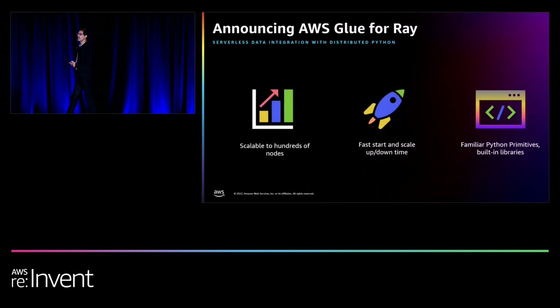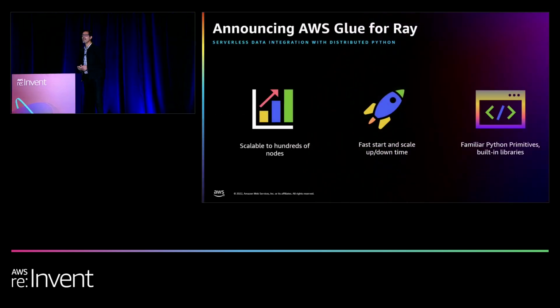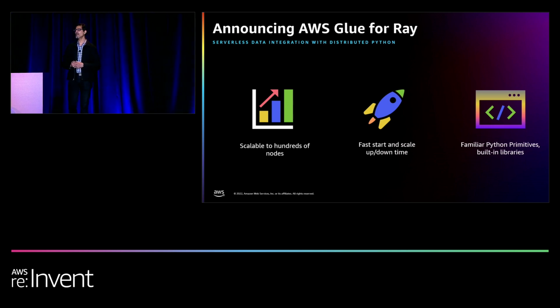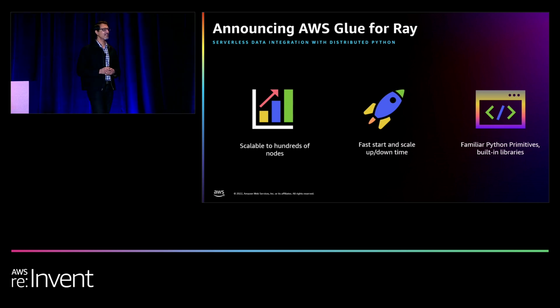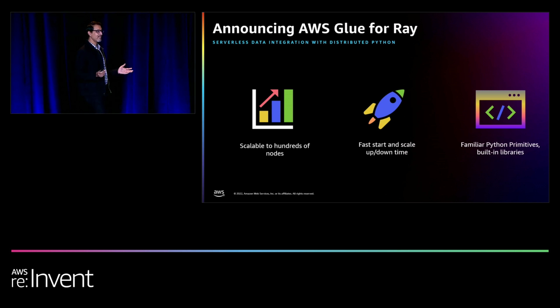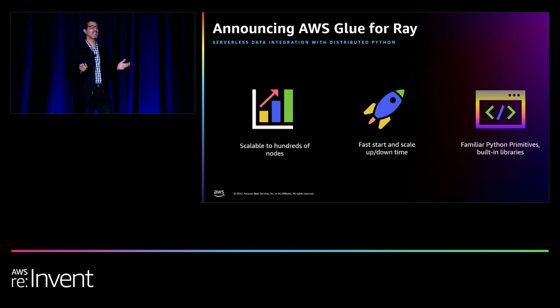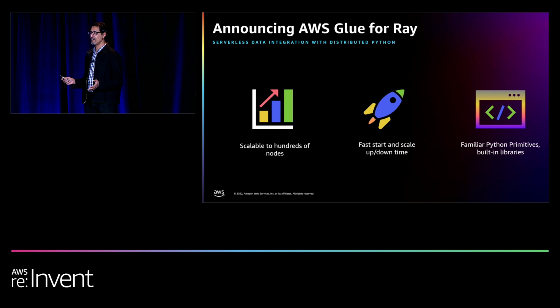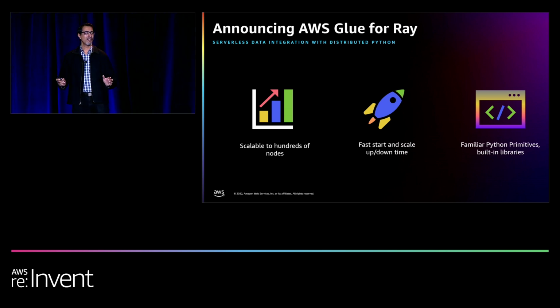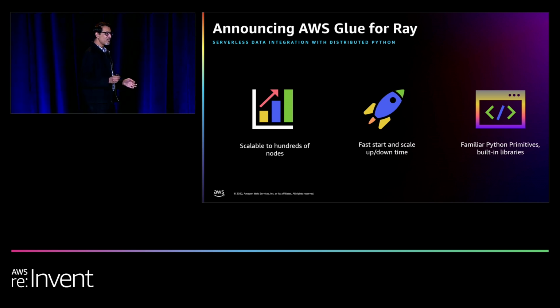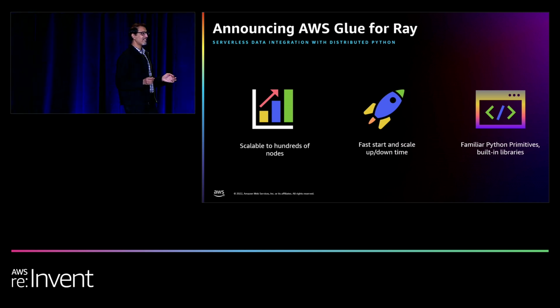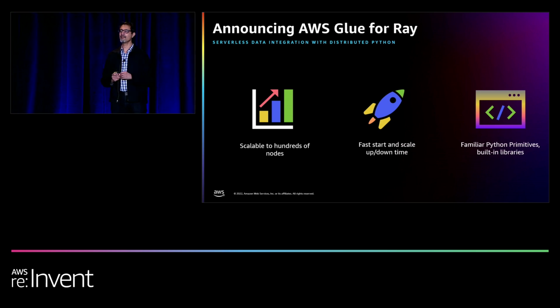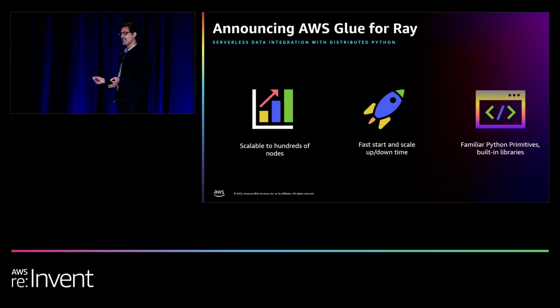At AWS, we are customer obsessed. And on Monday, we announced something that will solve this problem of scaling Python-based data integration. We announced AWS Glue for Ray. We announced serverless data integration using distributed Python. You can now run your distributed data integration using native Python without having to learn distributed or parallel programming. You can now do these jobs over hundreds and thousands of instances without worrying about infrastructure. And we have auto-scaling built in.